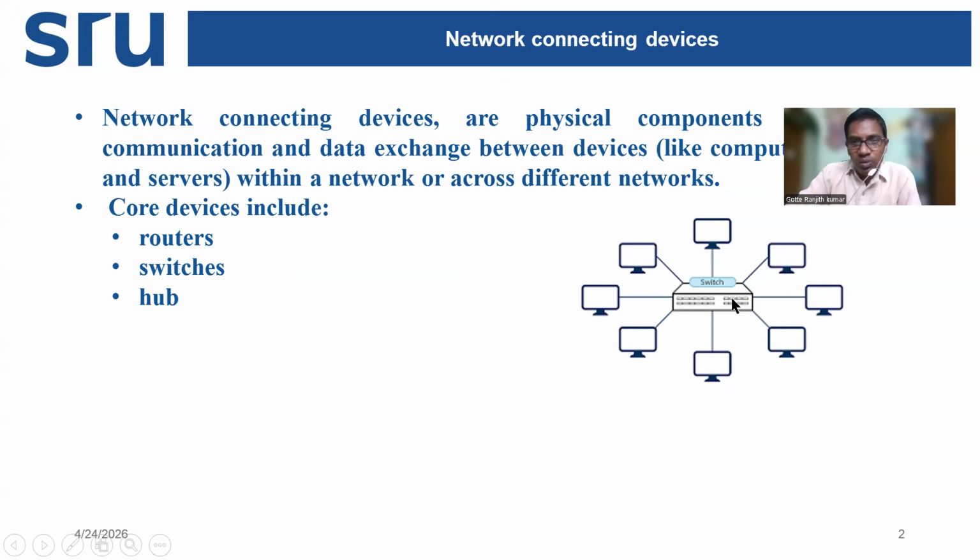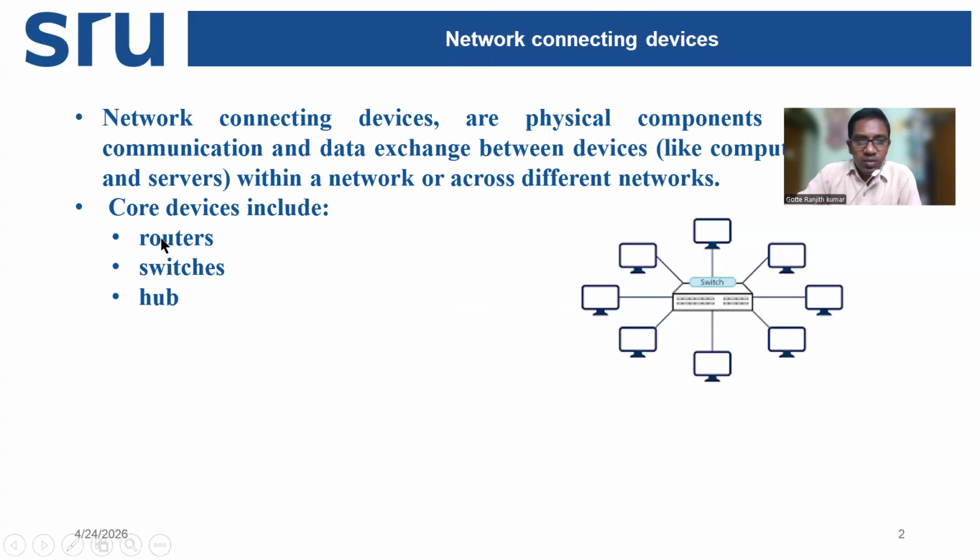In this example, I showed you one network connecting device, which is a switch. By using this switch, all these systems are connected to each other, and this switch is one of the network connecting devices, which makes one device communicate with another device. Without network connecting devices, the systems cannot communicate with each other.